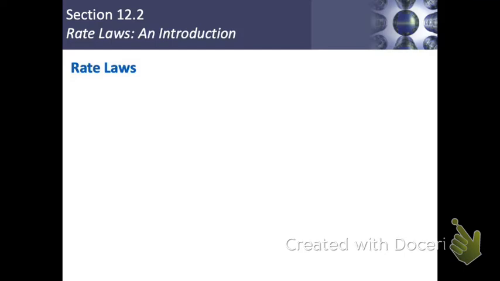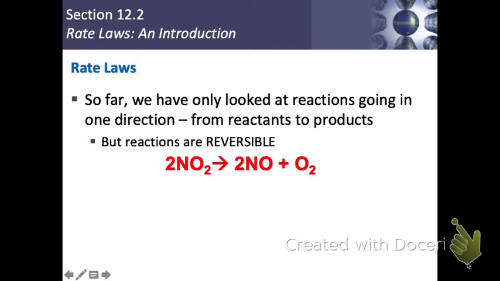All right, so we're going to start talking about rate laws. Yesterday we talked about reaction rates, which is just how quickly a reaction happens. Rate laws is basically looking at the whole system of both reactants and seeing how one affects the other. That's essentially what a rate law is. But so far, all we've been doing is looking at reactions that are going in one direction. We've looked at the reactants forming some products.